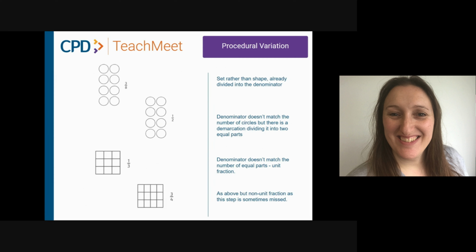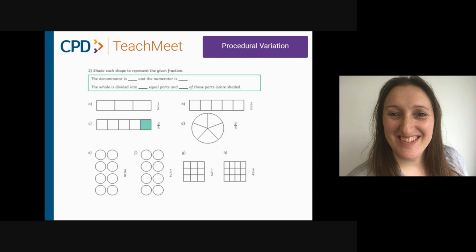And then you've got a non-unit fraction of the same. So notice that we're changing one thing at a time. We're not just having a sheet worth of examples of all the same thing, but essentially they're shading fractions, or they're identifying shaded fractions in the shape. That's what that part of the sheet looks like in its entirety.